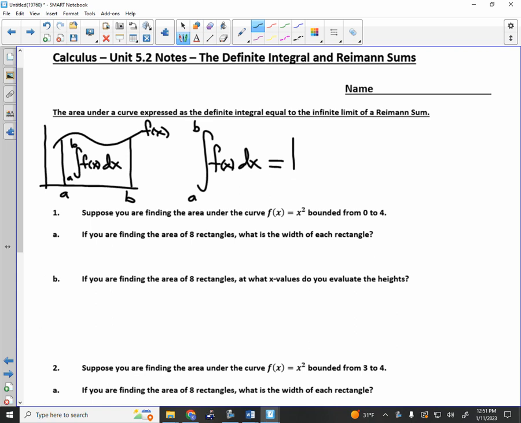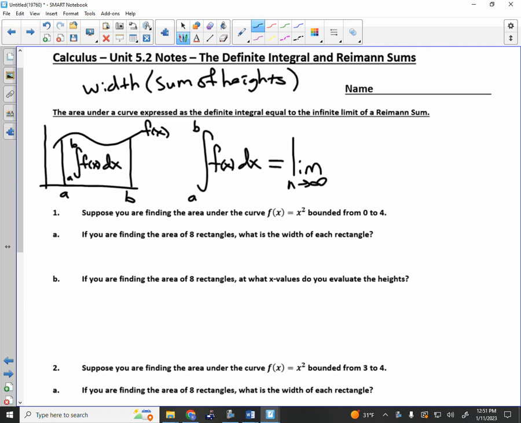So, it looks like this. The limit as n goes to infinity. And remember, when we added up all these rectangles, our formula was to take the width times the sum of the heights. Agreed? So, I'm not going to focus on the width yet. I'm going to focus on the sum of the heights.